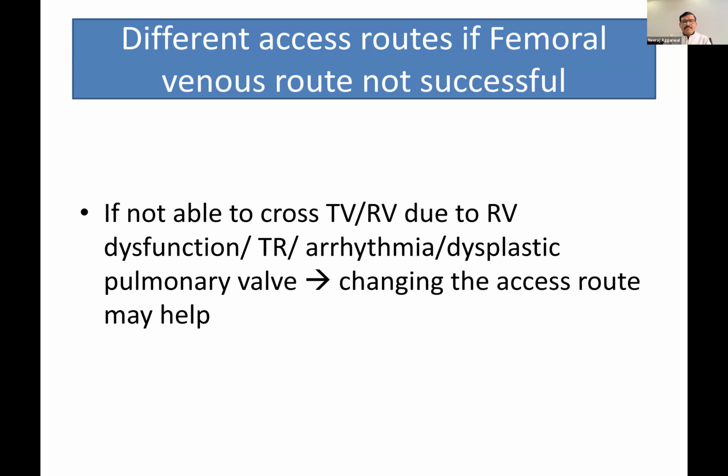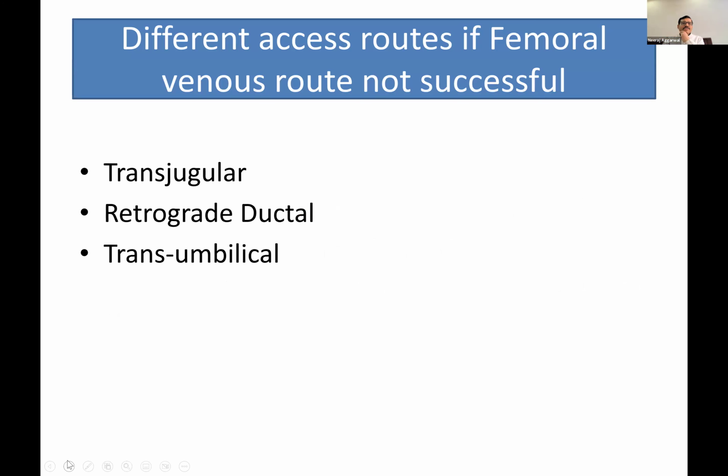So we are not able to cross the tricuspid or RV due to RV dysfunction or TR or arrhythmias or dysplastic pulmonary valve. Changing the access route may help. Among all these factors, we feel TR and dysplastic pulmonary valve are two main factors: severe TR and small annulus, or a combination, which is troublesome to cross the pulmonary valve. Now we have different routes available. One of them is transjugular, then retrograde ductal, and transumbilical. All three routes are commonly used in a lot of units where they are doing neonatal BPV and not able to cross from the femoral vein.